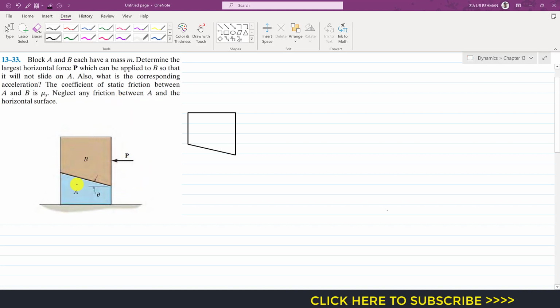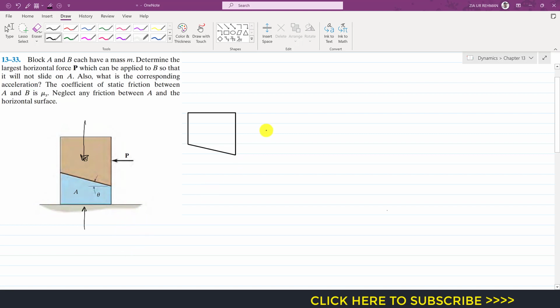So now both of these block A and block B need to move with the same acceleration, right? So both blocks will have the same acceleration, and we have to find this force P so that both the blocks move together and this block B does not slide on this block A, right? So now if I consider both of these blocks together, here we will have the normal force. Similarly, the weight of both the blocks will be acting vertically downward, and there is no friction between the block A surface and this horizontal plane surface.